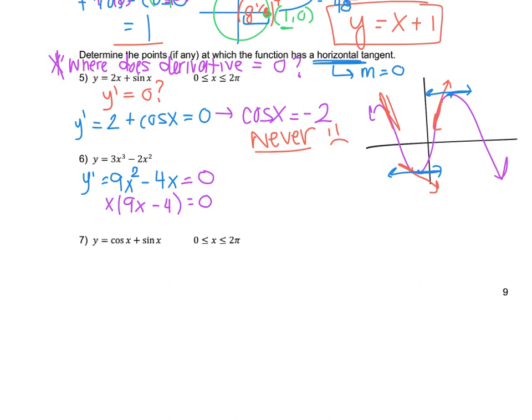This will give me two solutions for x: from this one, x equals 0, and from this, which would be when 9x minus 4 equals 0, which is when x equals, add 4, divide by 9, 4/9. Okay, so when x equals 0, it's got a horizontal tangent line, and when x equals 4/9, it's also got a horizontal tangent line. I'm going to show you a quick visual of this.